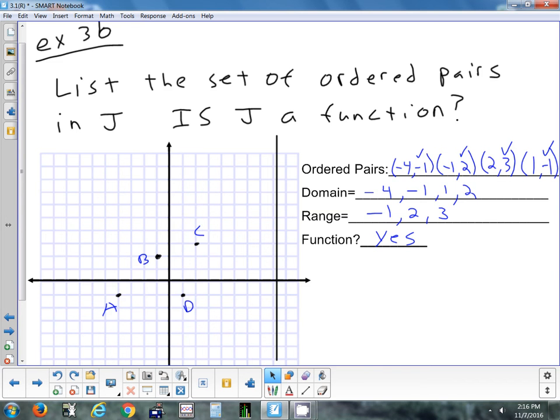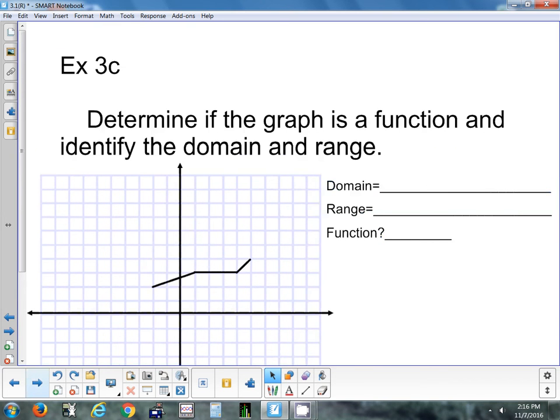Okay, so any questions on that one? All right, this one, you don't have to list all the ordered pairs.